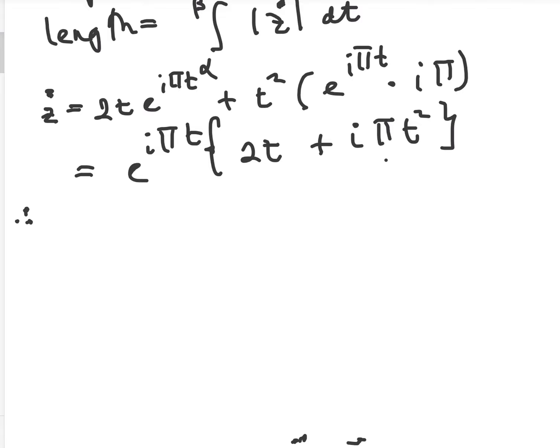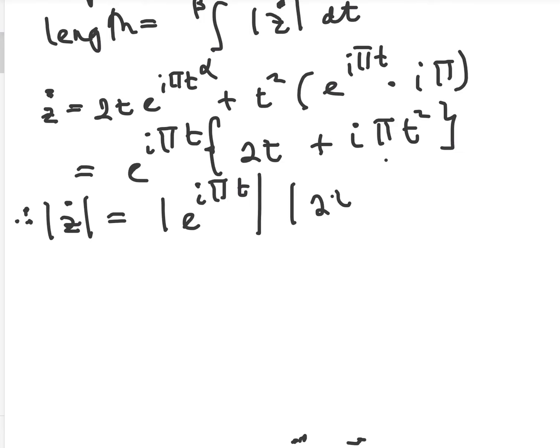So therefore, the mod of z dot is going to be the mod of the e to the i pi t, so that's the mod of e to the i pi t in the complex sense. And then it's going to be the mod of this curly bracket, so it's the mod of 2t plus i pi t squared. The mod of e to the i theta is always equal to 1. As long as the index is i theta, with emphasis on i, the mod of e to the i theta is equal to 1. So this is always equal to 1.